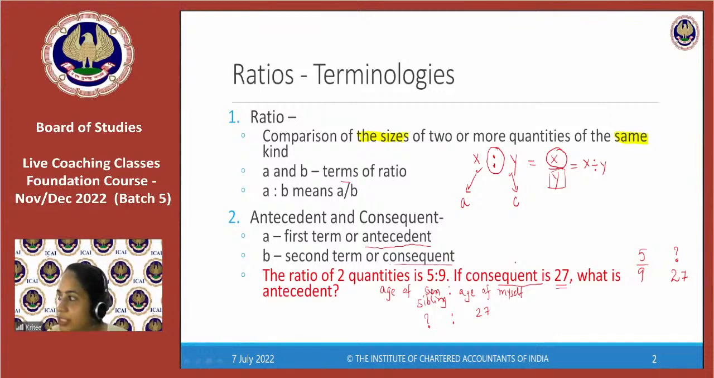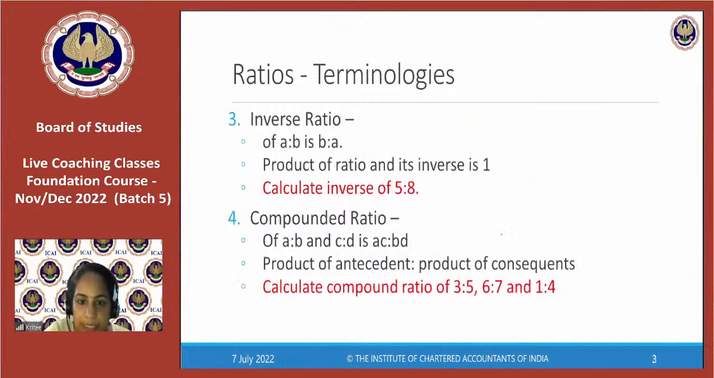Yes, perfect. So Satyam has given me the correct answer. It's 15. Now, how to get this? All right. See, 9 threes are 27. If the consequent is 27, ratios are expressed in the simplest form. So if 5:9 is the ratio, 9 three times is 27. Hence, 5 three times will be the antecedent. That's perfect. 15. Very good. So hopefully you understood this. All right. We'll move to the next slide.